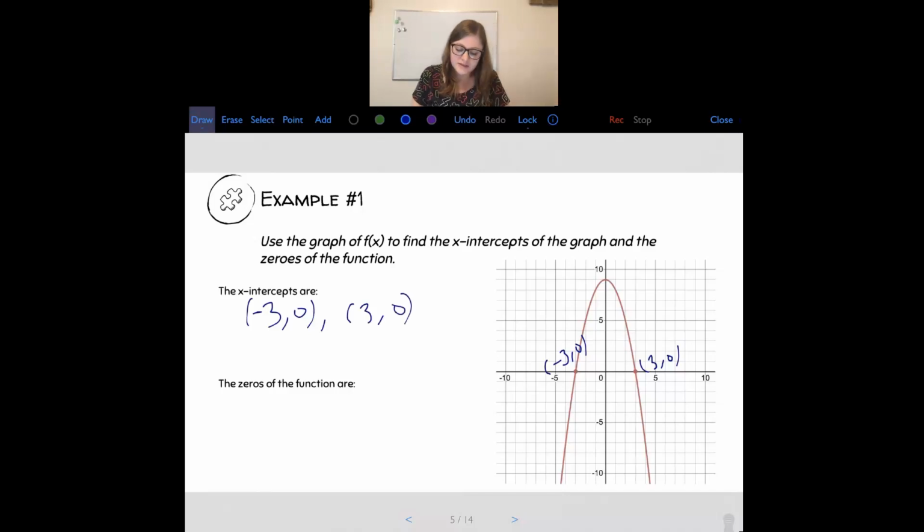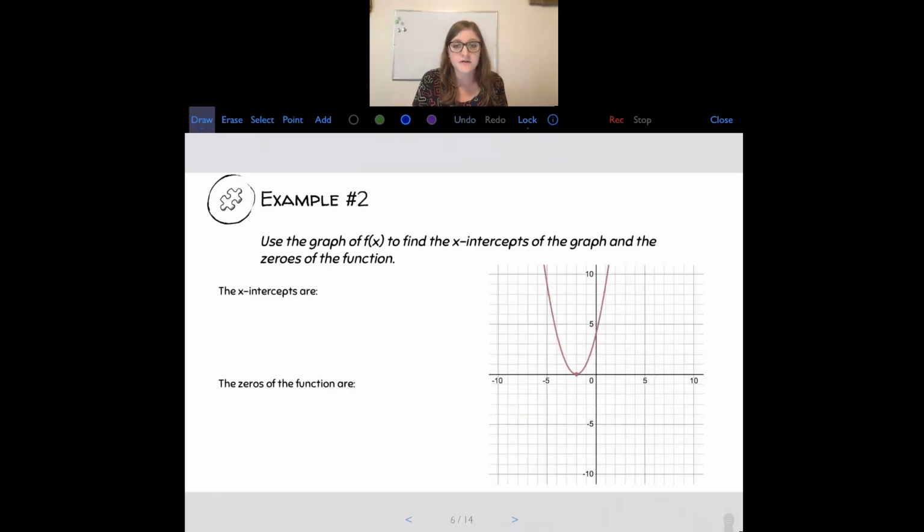The zeros of the function are where the function is equal to 0, or where y is equal to 0. Or just the x-coordinate of each of the intercepts, and these are written as values separated by commas. So the zeros are x is negative 3 and 3. This is an example of two x-intercepts.